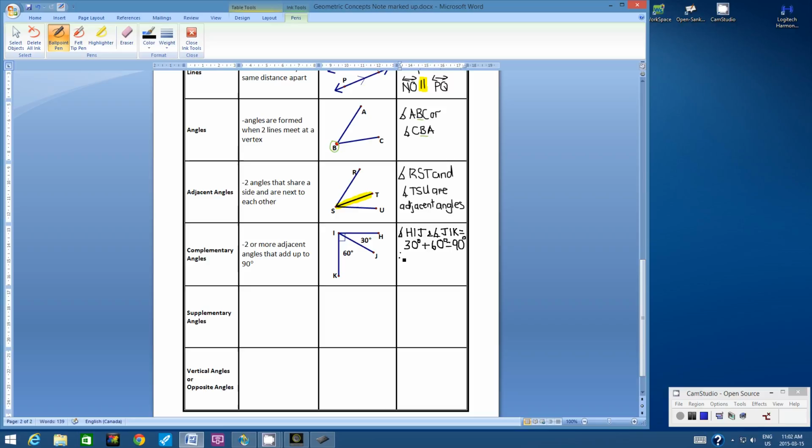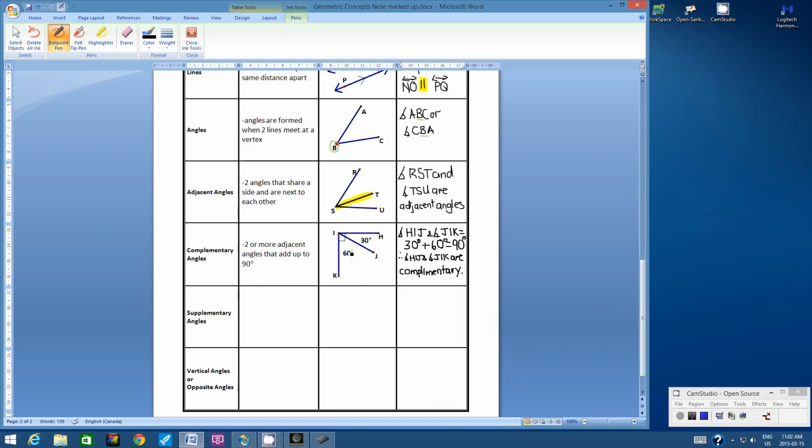Therefore, angle HIJ and angle JIK are complementary. It's hard for me to fit that in the box. Okay. So because those two angles add up to 90 degrees, they are called complementary angles.